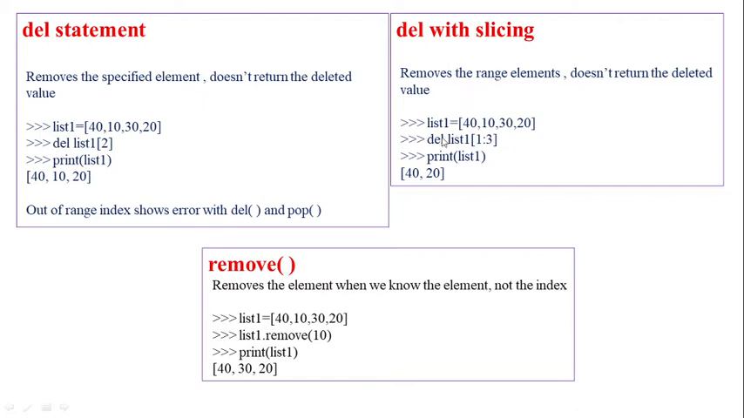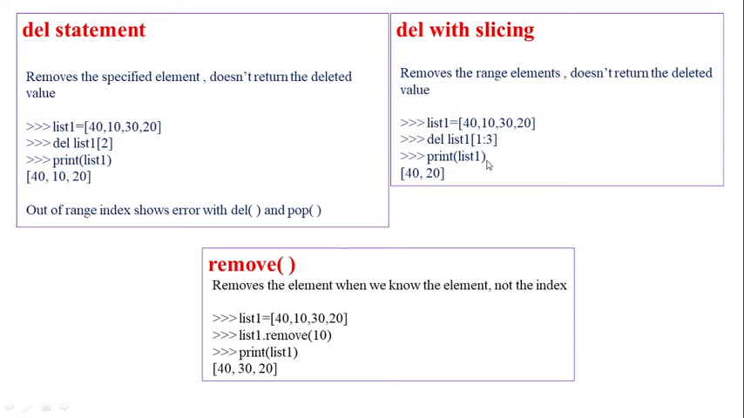Example: list 1 is 40, 10, 30, 20. Then del list 1 of 1 colon 3. We have already learned what slicing is, and it takes 3 parameters: start, stop and step. Here we don't have any step, by default step is 1, you know that, right? So here we have start and stop. Start is 1, stop is 3. Stop will be excluded, we know that. So 1 and 2 will be taken. At 1 we have 10 and at 2 we have 30.